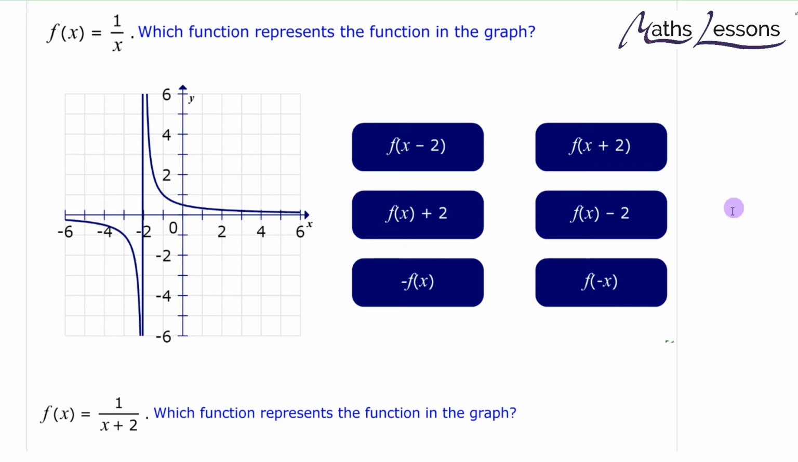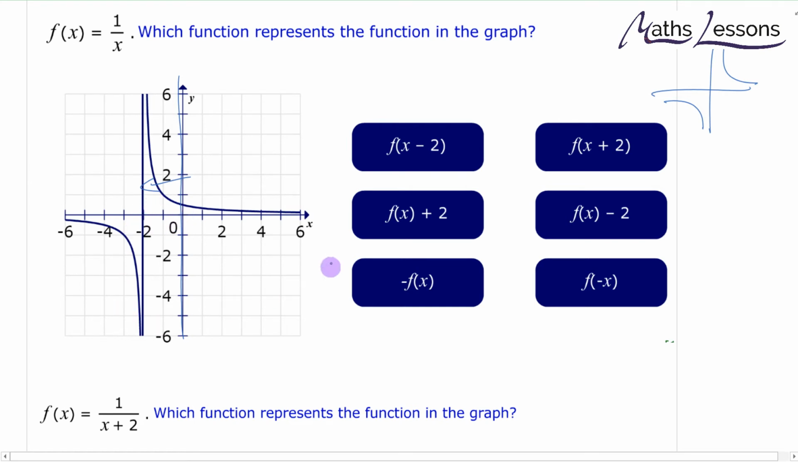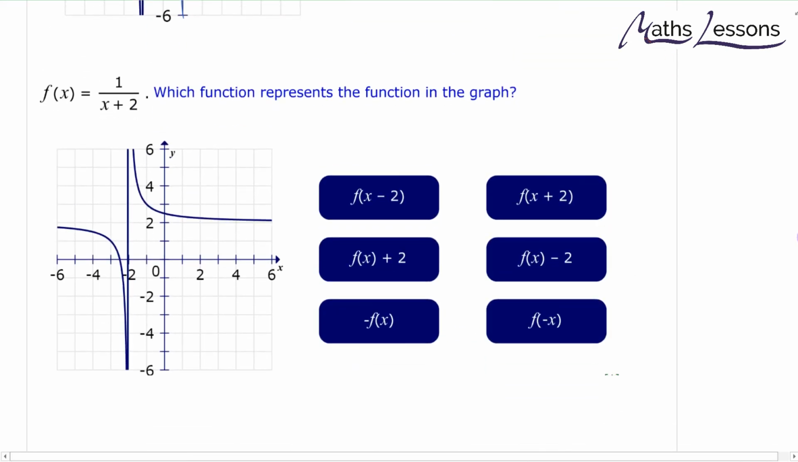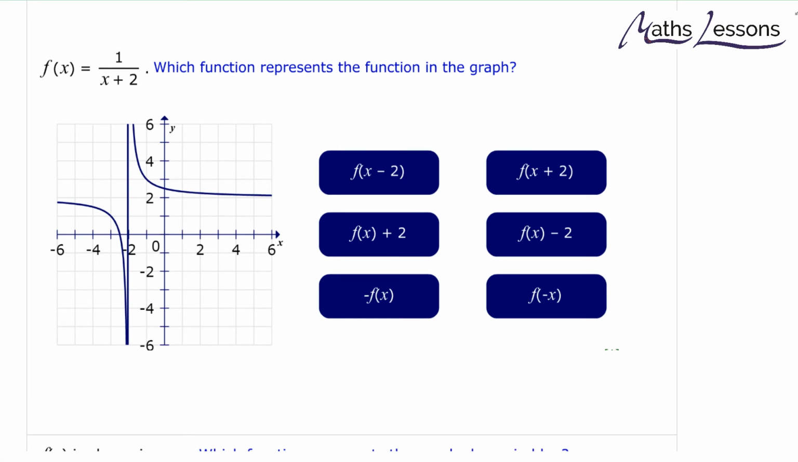Okay, so let's have a look at this one. And we've got 1 over x again. Remember the 1 over x graph has an asymptote where the y-axis is. And what we see is the asymptote was here and it's now been shifted left 2. Now remember, when you shift to the left 2, that's going to be inside the function, the opposite to what you think. So it's actually going to be f of x plus 2 in this case. Okay, next one.